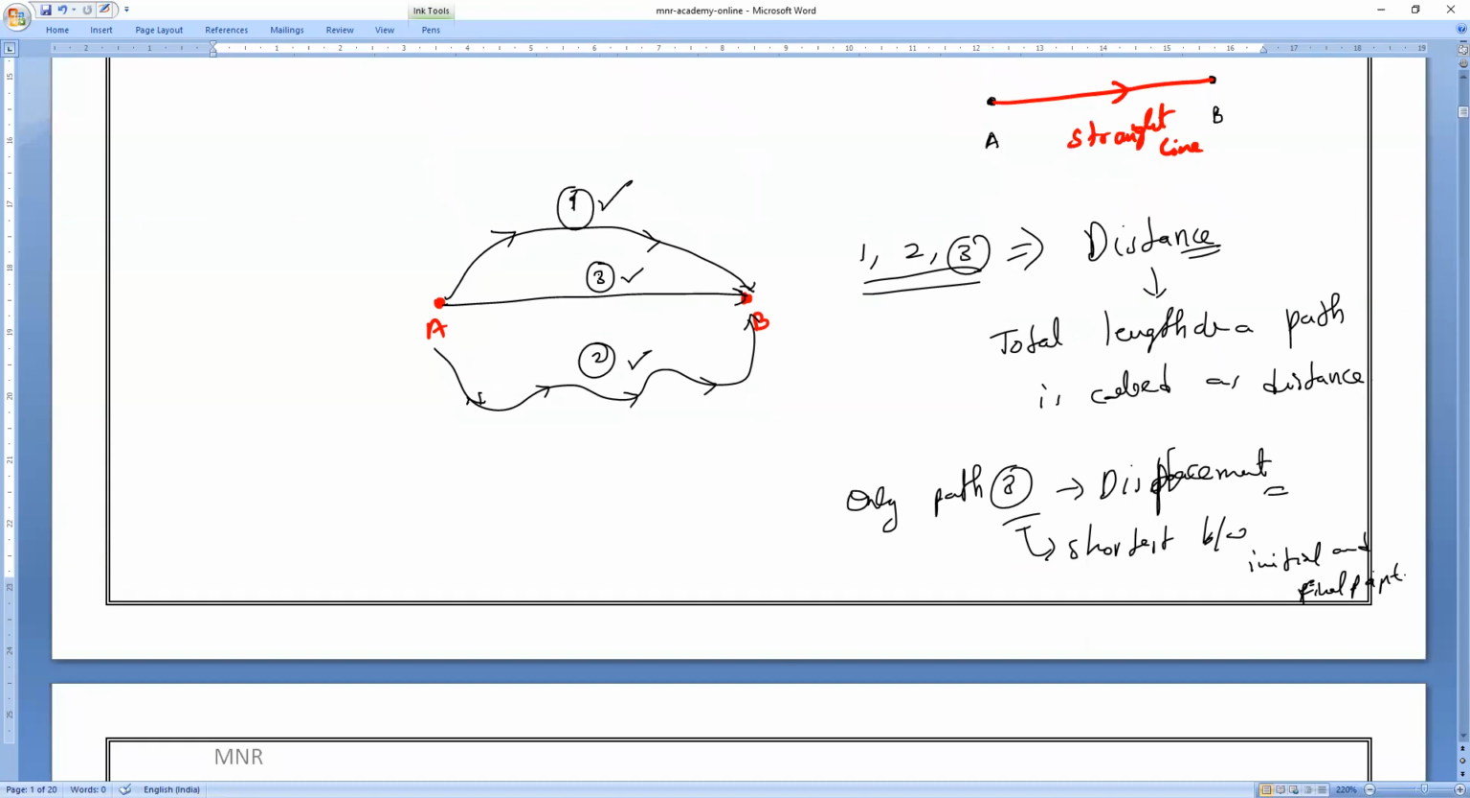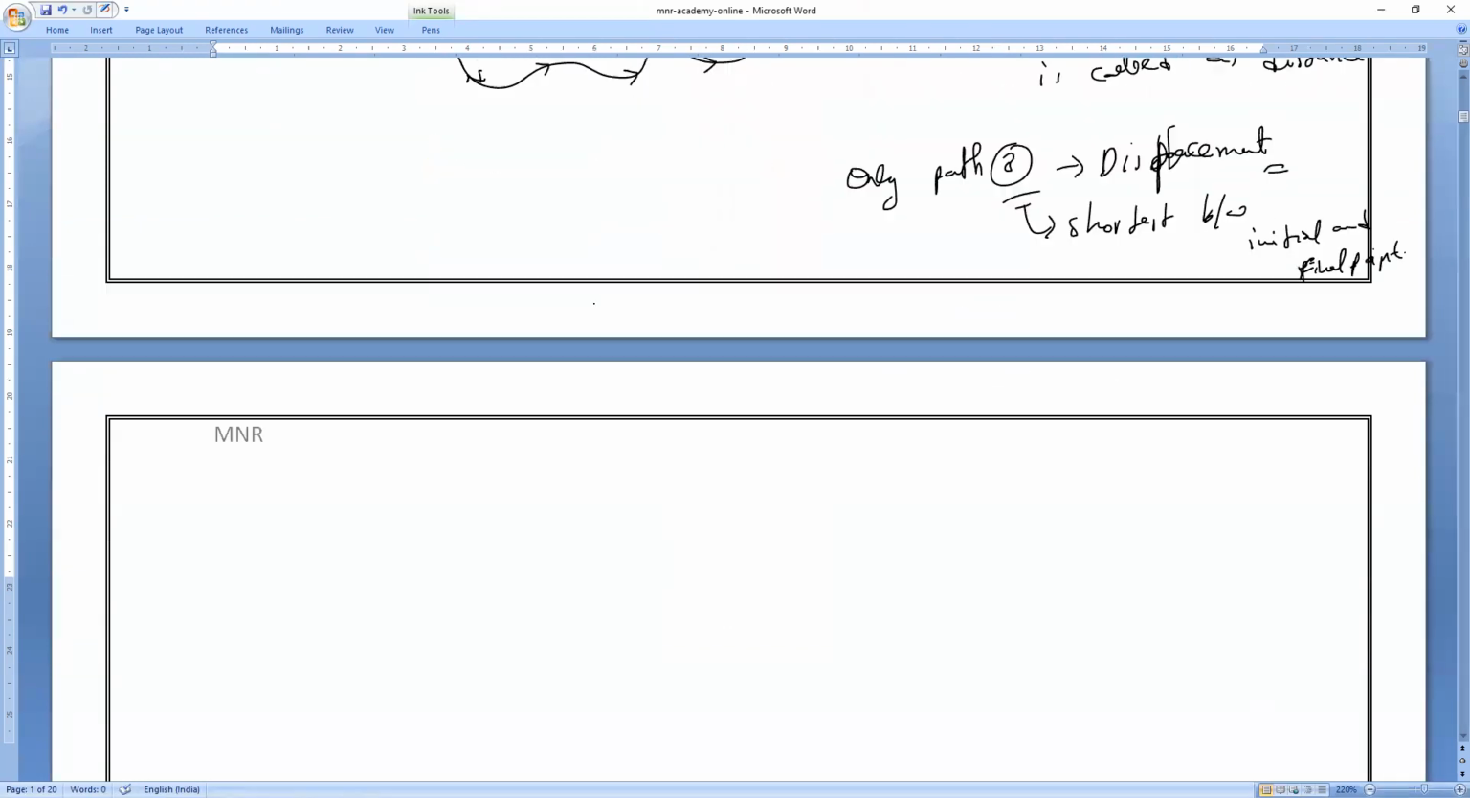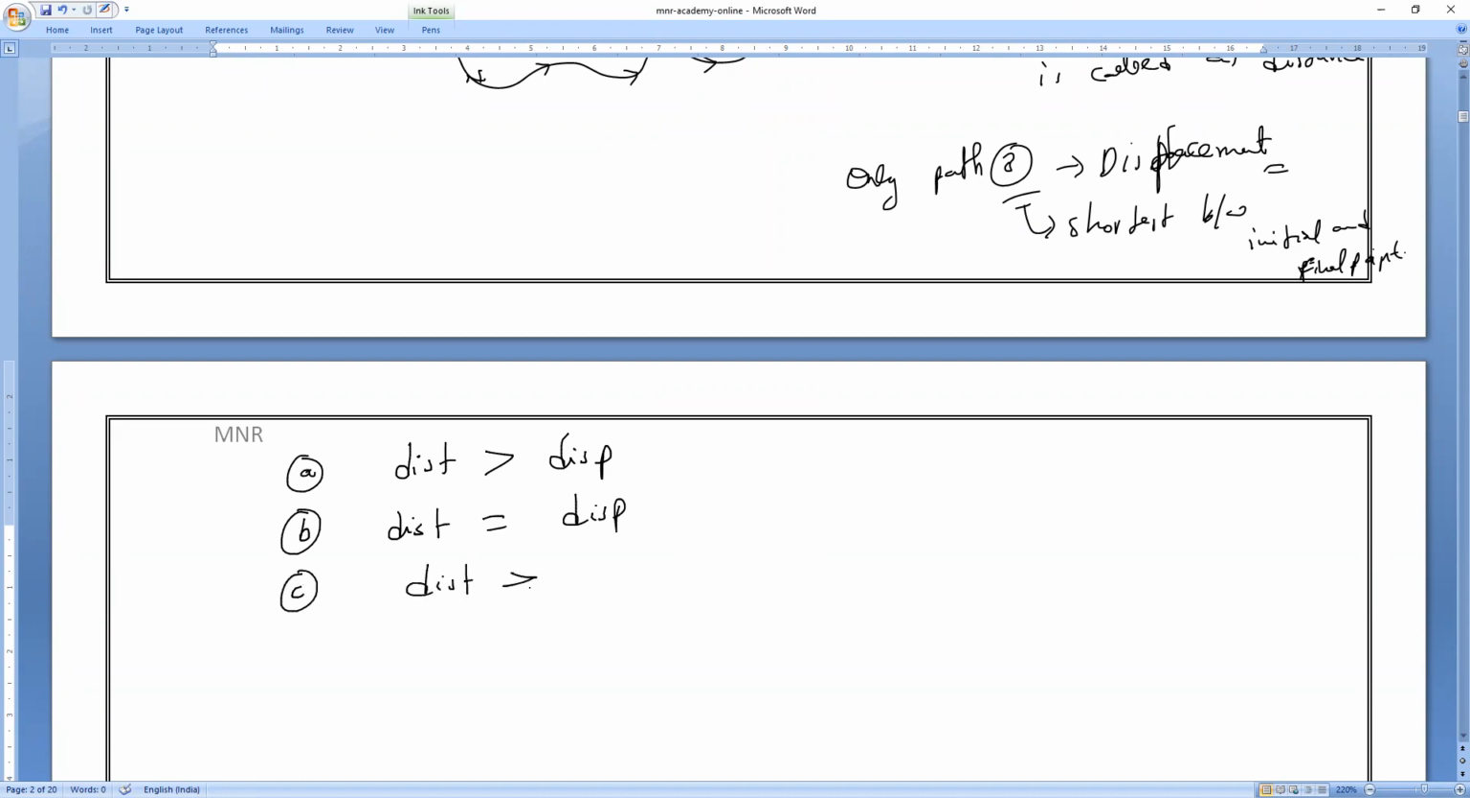Now observe these things and tell me. I will give you four different options and tell me which is always possible. Option A: distance is greater than displacement. See, displacement means DISP, distance means DIST. Next, distance is equal to displacement. Third one, distance is greater than or equal to displacement. And option C, distance is less than displacement. So tell me, what is the possible option?